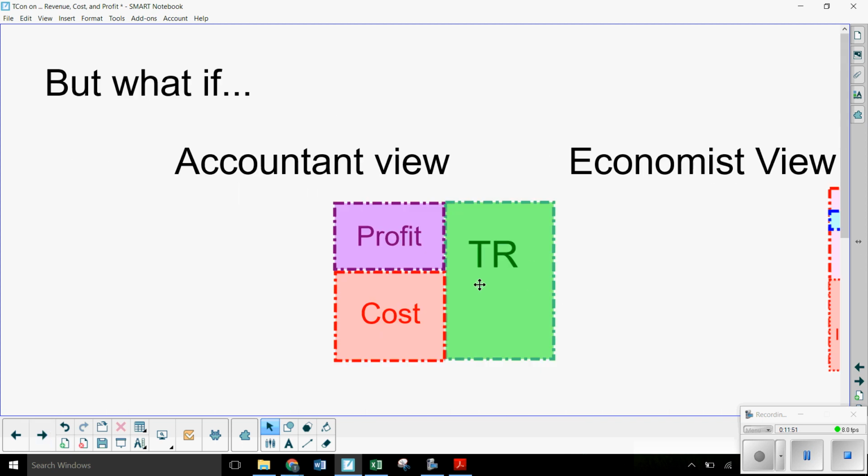Okay. Now let's change the world a little bit. Here's our total revenue box. It's exactly the same size. Here's our accounting cost box. It's exactly the same size. Here's our accounting profit box. It's exactly the same size.